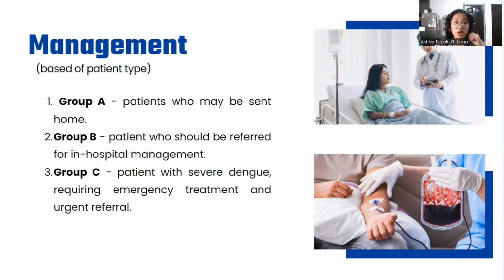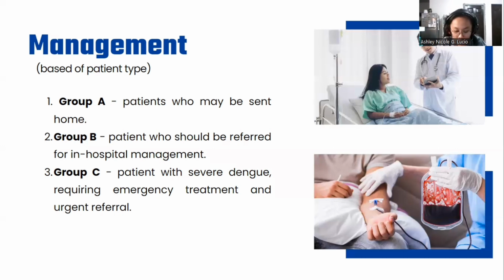First, Group A. Patients may be sent home if they are able to tolerate adequate volume of oral fluids, pass urine every 6 hours, do not have any of the warning signs, particularly when the fever subsides, and they have stable hematocrit. Second, Group B. These are the patients who should be referred for in-hospital management.